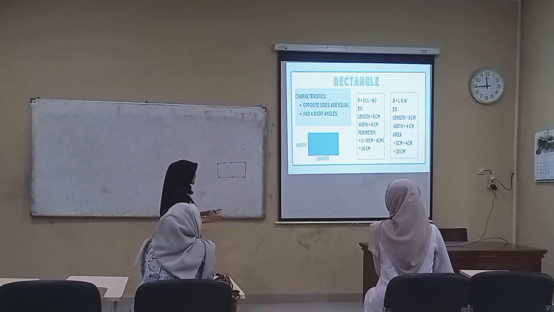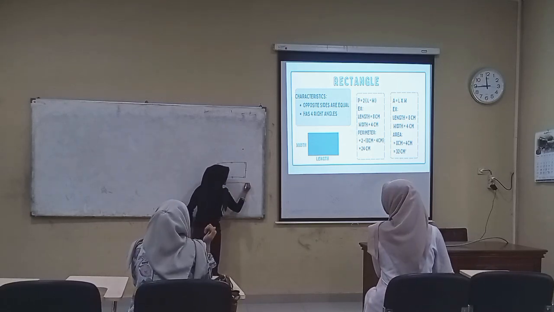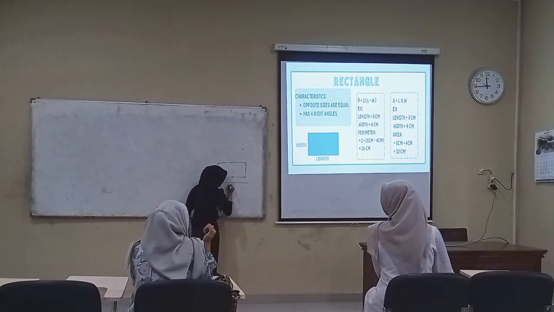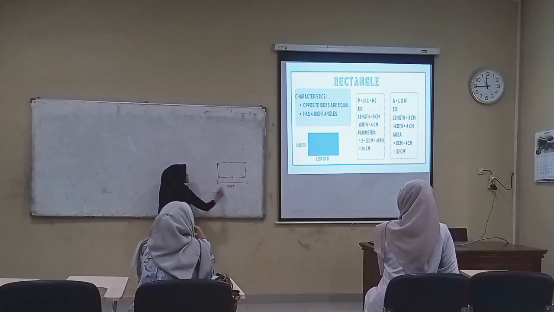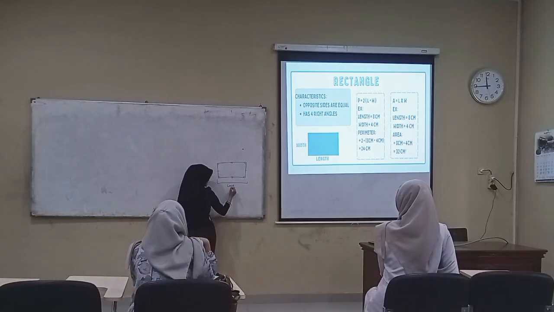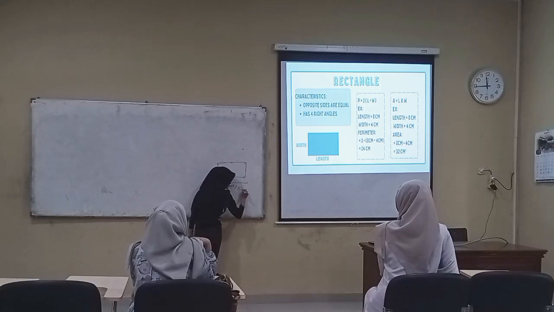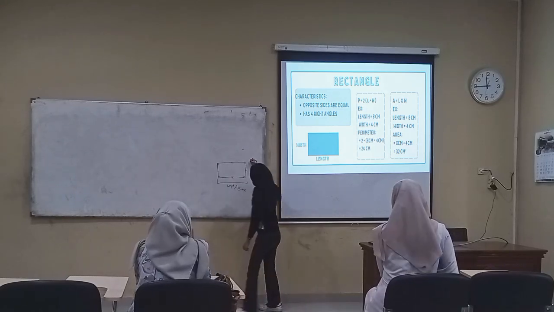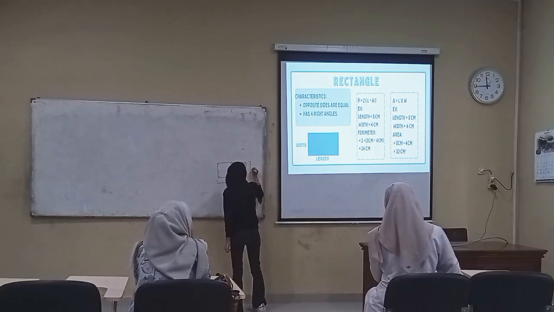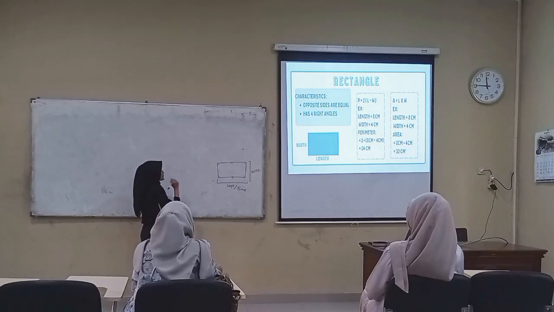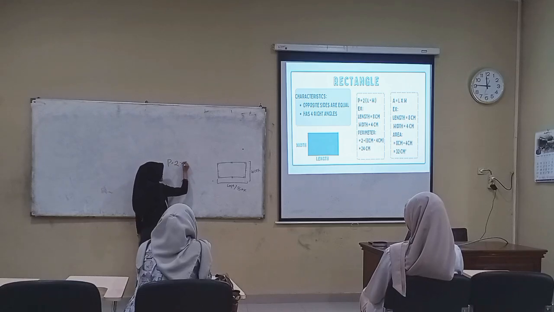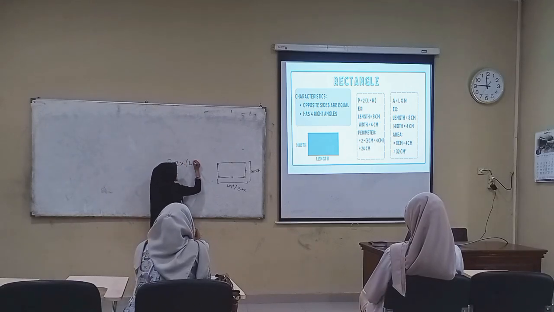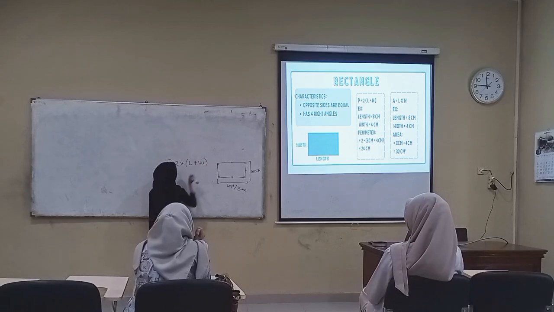Okay, rectangle, this side is called the length, or we can call it a base. And this side is called the width. Perimeter of a rectangle is 2 times length plus width.